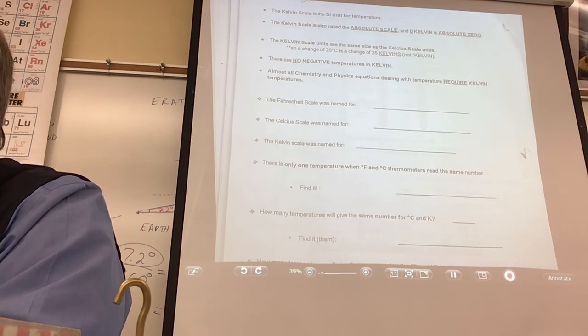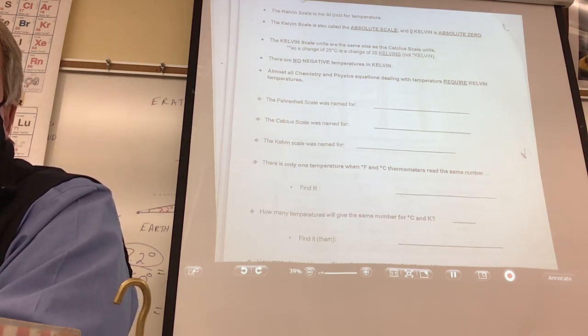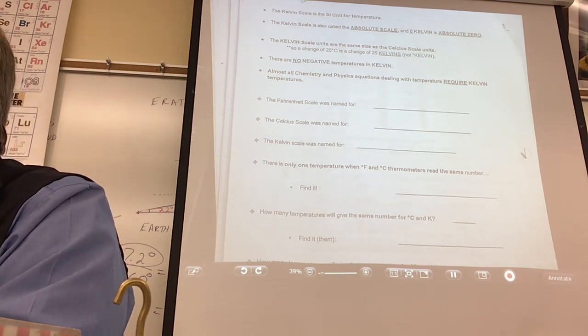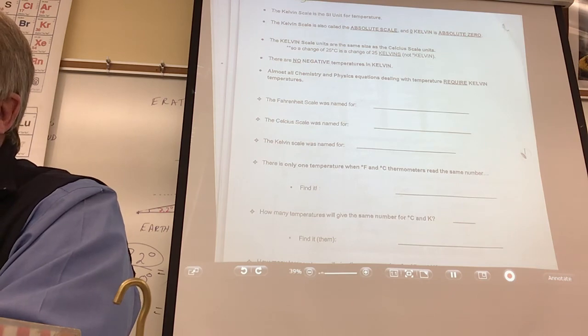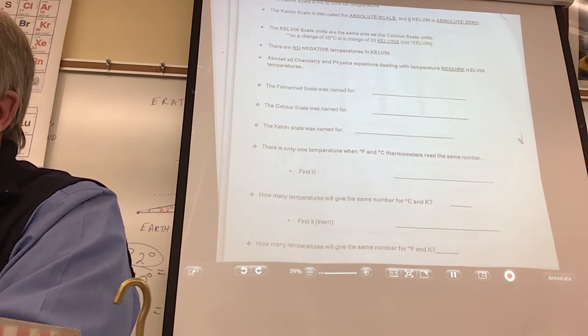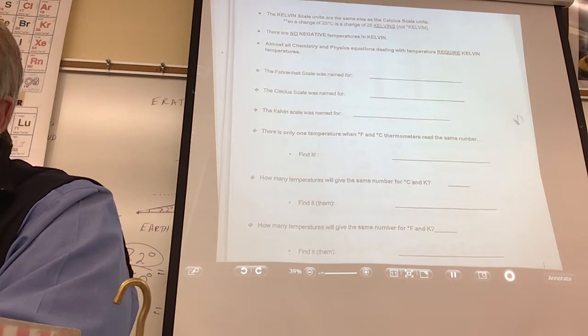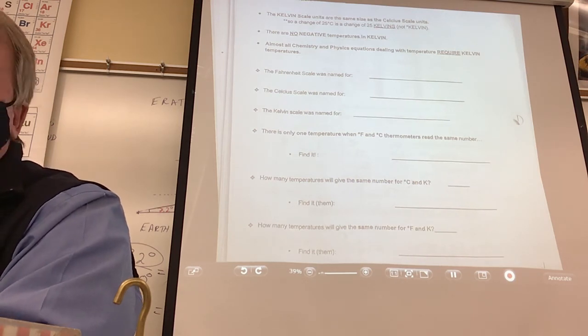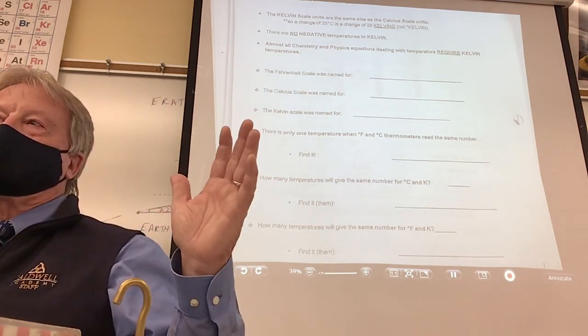You already found that, didn't you? How many temperatures will give the same number for Celsius and Kelvin? None. They will always be 273 apart, won't they? And then the other one, if you like mathematics, this is a neat little puzzle. I'm going to try it. How many temperatures will give the same as Fahrenheit and Kelvin? If you look, 0 Kelvin is minus 460 Fahrenheit.